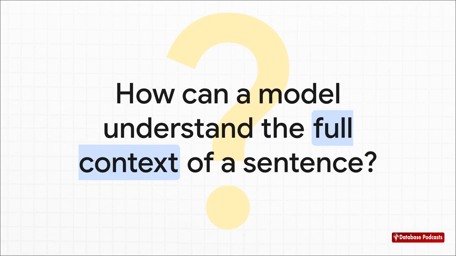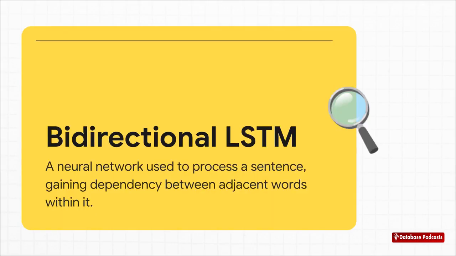So, to solve that puzzle, the model can't just look at words one by one, in isolation. Not at all. It has to understand how they all relate to each other, just like we do. It needs a way to see the entire sentence and grasp the full context all at once. And how does it get that kind of deep contextual awareness? Well, the foundation for this is a tool called a bidirectional LSTM.